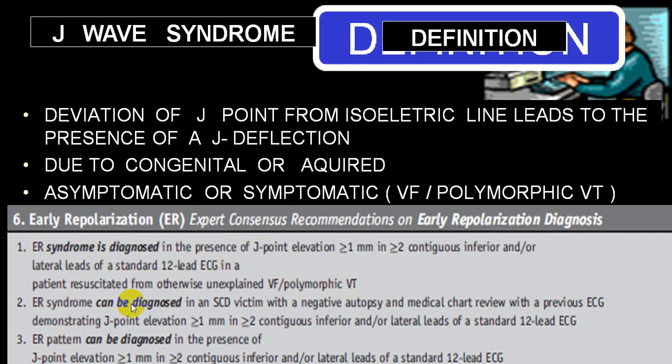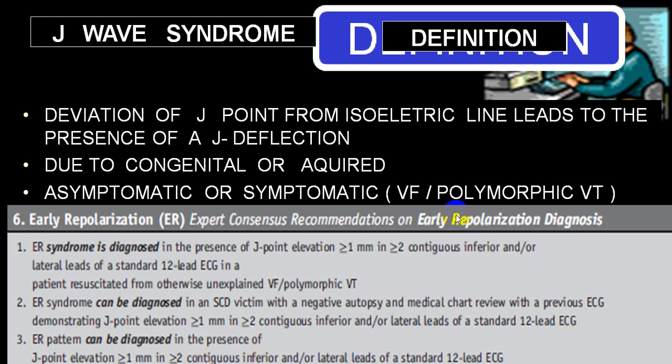ER syndrome can also be diagnosed in a sudden cardiac death, in which you have a previous ECG showing a J point elevation of 1 millimeter in two consecutive leads, either inferior or lateral leads. An ER pattern can be diagnosed in the presence of J point elevation of more than 1 millimeter in two consecutive leads, again in the inferior and lateral leads.